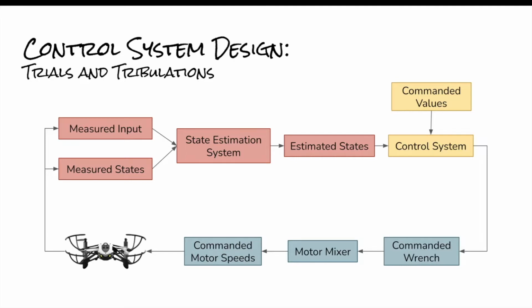So here you can see an outline of our control system design, which we'll start here in the middle left with our measured input and measured states, which come directly from the drone. And those go into our state estimation system. And for our system, we use Kalman filters. Those produce estimated states, which we feed into our control system, which was created by pole placement. And taking in commanded values that we choose, it then produces a commanded wrench, which goes into our motor mixer, which creates commanded motor speeds, and those are then sent to the drone so that it will fly using the commanded values that we expect.